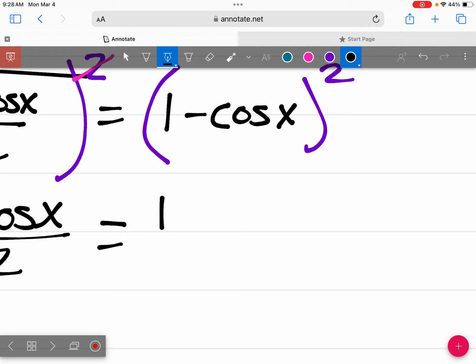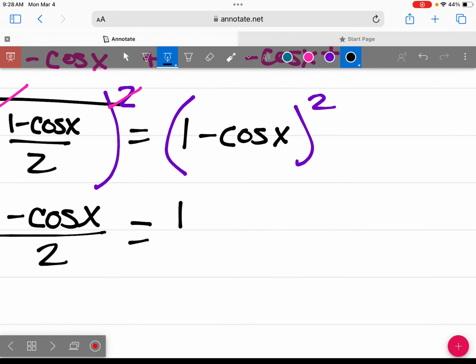It is not 1 plus cosine squared of x. What piece did we forget? The middle. It is not distribution. Think of it as a box. It's a box multiplier or a FOIL. Is it 1 minus 2 cosine x plus cosine squared of x? Perfection. Excellent job, Connell.